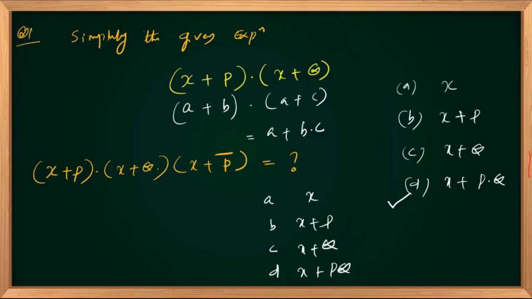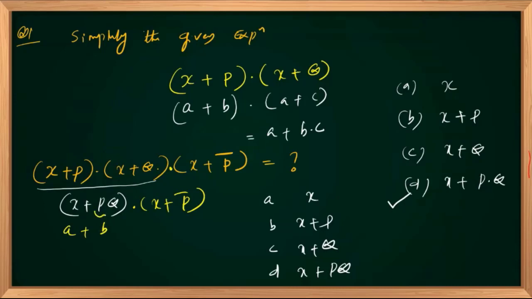Look at the expression x plus p dot x plus q. This is of the form a plus b dot a plus c. This is a plus bc, that is x plus pq. And the remaining term is dot with x plus p complement. Again, this is of the form a plus b dot with a plus c, that is nothing but a plus b dot c.